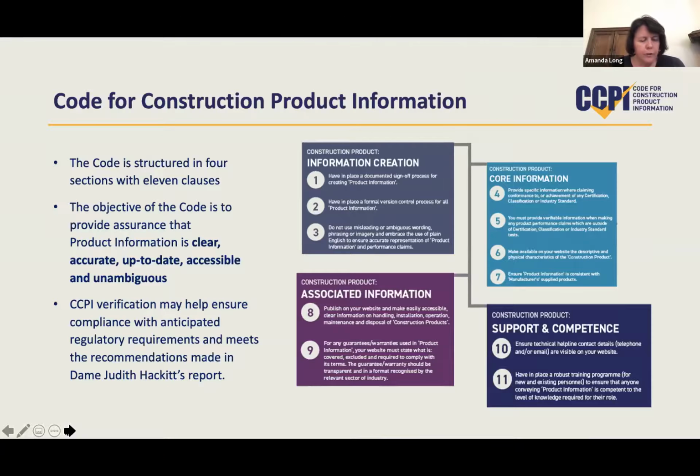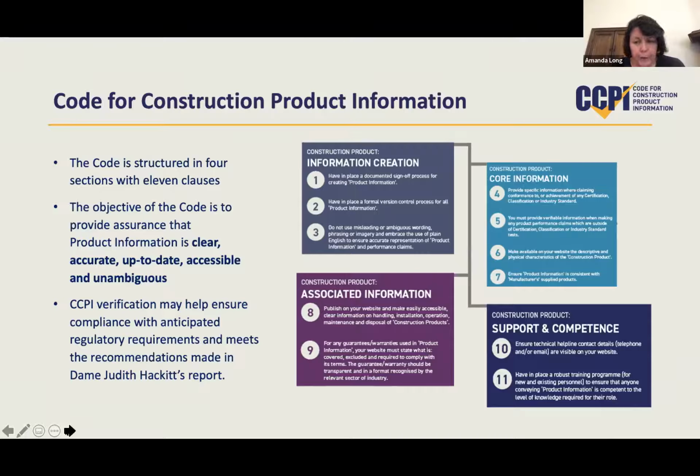Then the next section is about associated information. So there's a need in that section for the information published on the website to be fulsome and complete regarding things like the installation, the use, the maintenance and the disposal of the product. There also needs to be detailed guarantee and warranty information, and making very clear where there are exclusions.